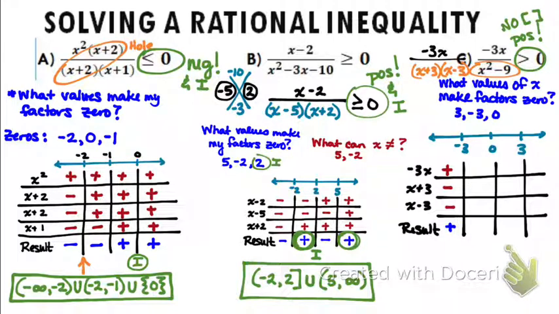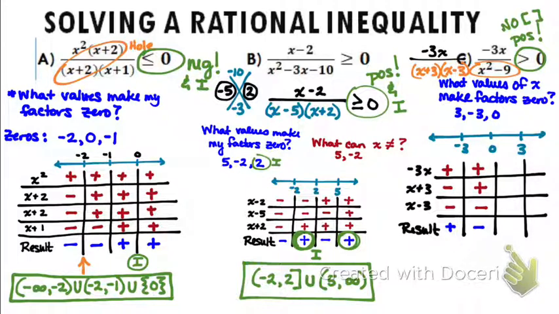-1. I put -1 in here. Positive. I get a positive. -1. Negative. For an overall result, that would be negative.